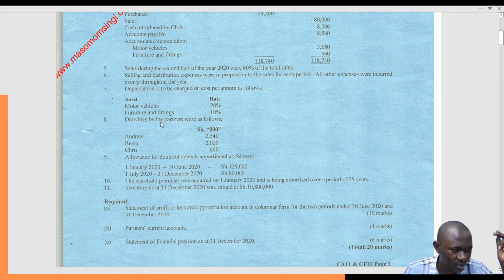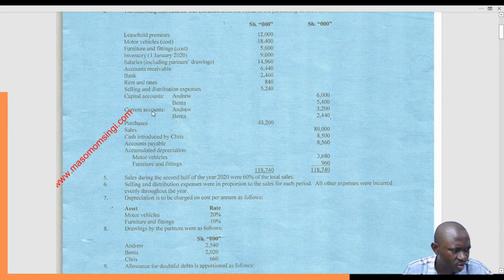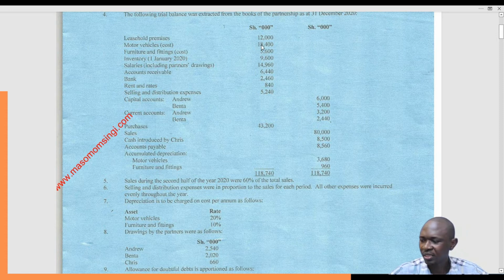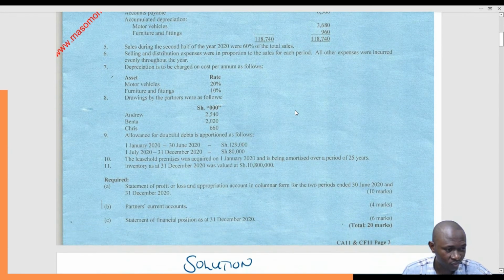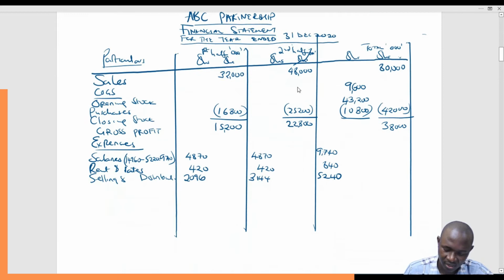Motor vehicle is 20%, furniture and fittings 10%. Depreciation is to be charged on cost per annum as follows. To be charged on cost. So go to the original cost and we charge 20% of motor vehicle, then 10% of furniture and fittings. Where is motor vehicle accumulated depreciation? No. We are interested in this on cost. The cost is 18,400. So 20% times 18,400 gives us 3680. So depreciation for motor vehicle is 3680. That is 20% of the cost, not of the written down value.